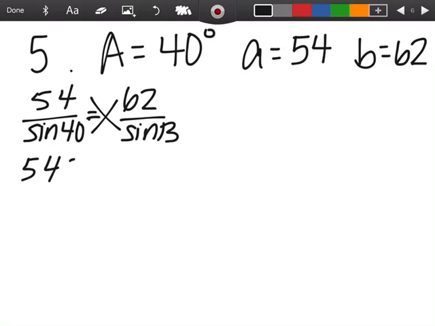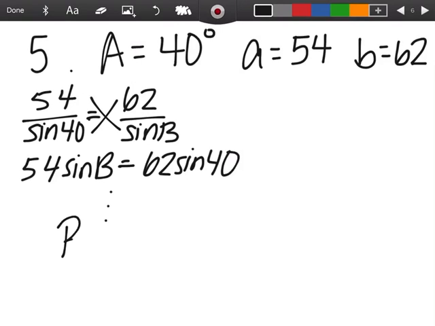So I'm going to say 54 times sine of B equals 62 times sine of 40, and I'm just going to get my answer. So I'm going to take 62 times sine of 40. I'm going to divide by 54. I'm going to take sine inverse. So I get that B is equal to 47.6 degrees. Okay, so let's talk about this problem.